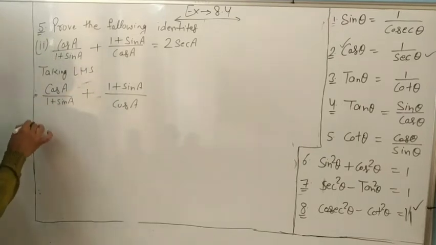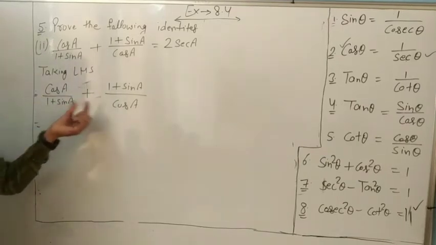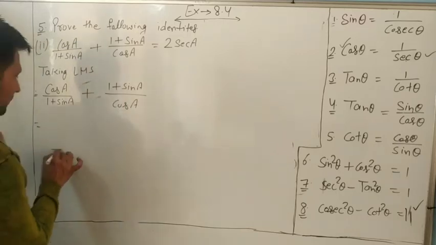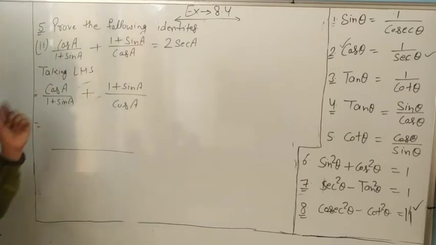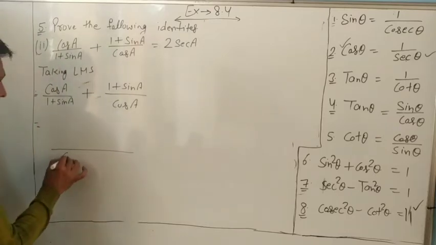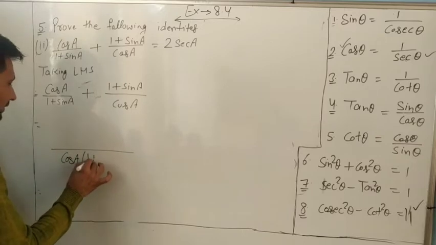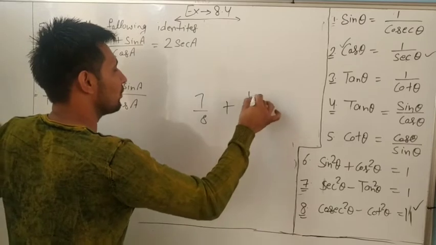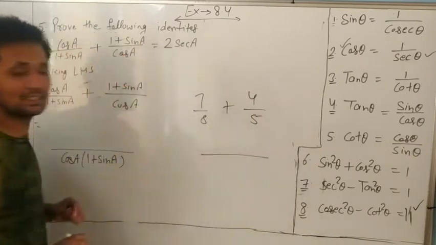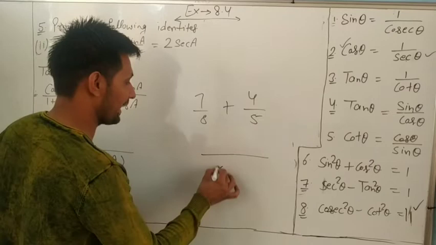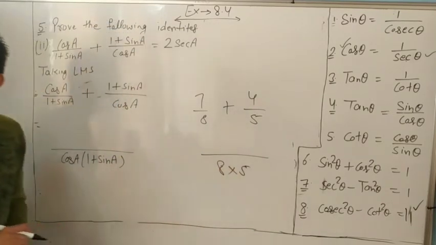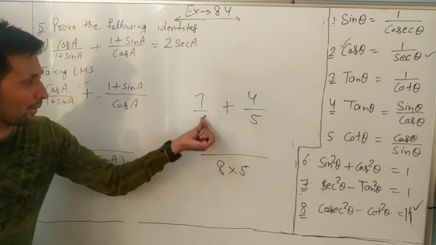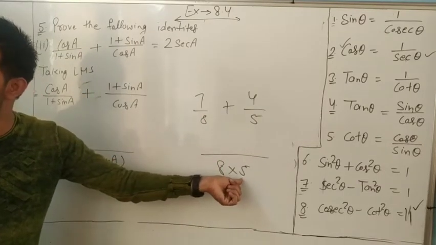Look now. It is also a fraction, and that is also a fraction. Two fractions, how can we add? By taking the LCM. Is there any common factor? No. So if there is no common factor, we multiply directly. Do you remember 7 by 8 plus 4 by 5? The LCM is 8 into 5. We write LCM divided by this one: 8 into 5 divided by 8, 8 cancels 8, and 5 remains. Same as it is.